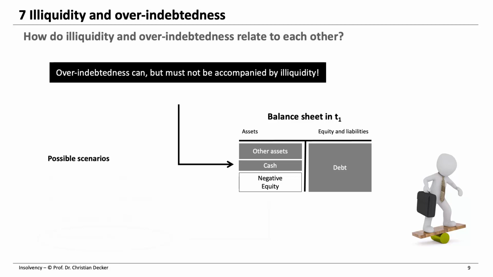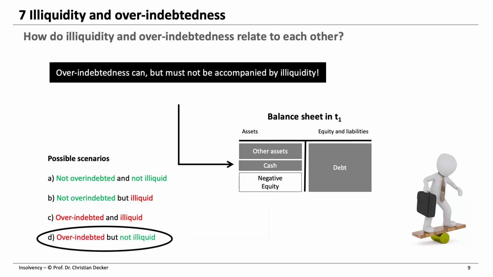Four possible scenarios or financial conditions for a company can be derived from these considerations. A. A company is not over-indebted and not illiquid. B. A company is not over-indebted but illiquid. C. A company is over-indebted and illiquid. D. A company is over-indebted but not illiquid. The letter case D is represented here by our balance sheet in T1.